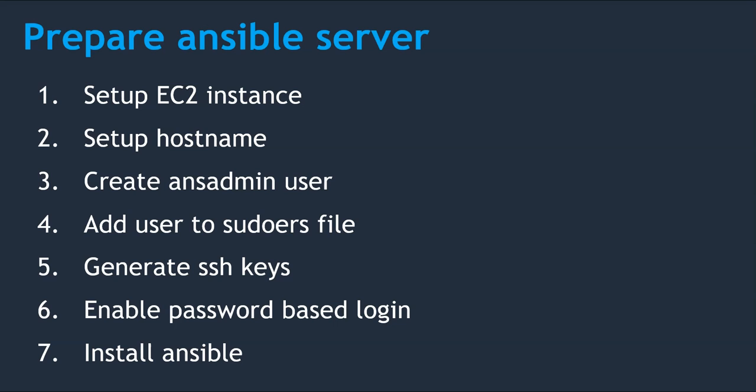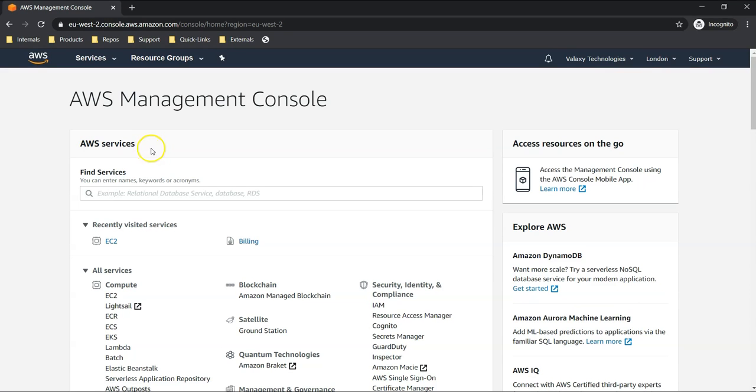Let's jump into the AWS console to create an EC2 instance. So this is my AWS account and I'm using the London region. And you can see a service called EC2 under compute. This is where we can provision instances. Go to EC2.